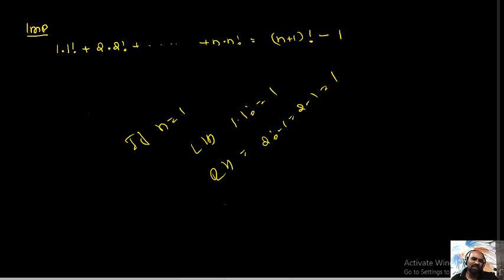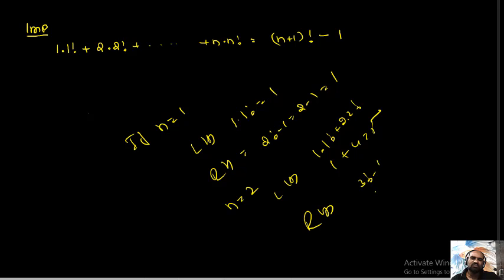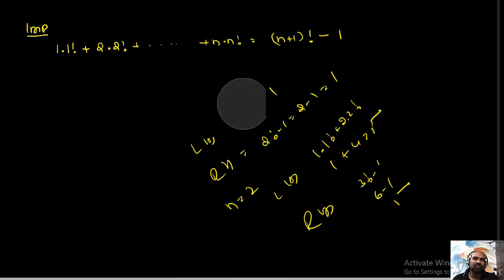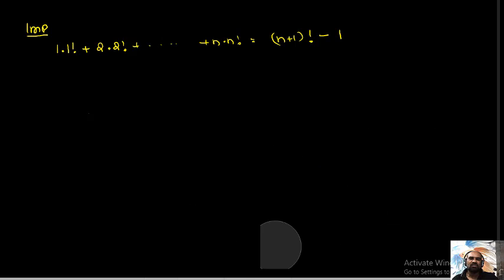If n is taken as 2, what happens to LHS? LHS is 1 into 1 factorial plus 2 into 2 factorial. This is 1 plus 4, that is equal to 5. What is RHS? N is taken as 2, so 2 plus 1, 3 factorial minus 1, that is 6 minus 1, that is equal to 5. So what I did here is just verify. Now you want to prove this important result.